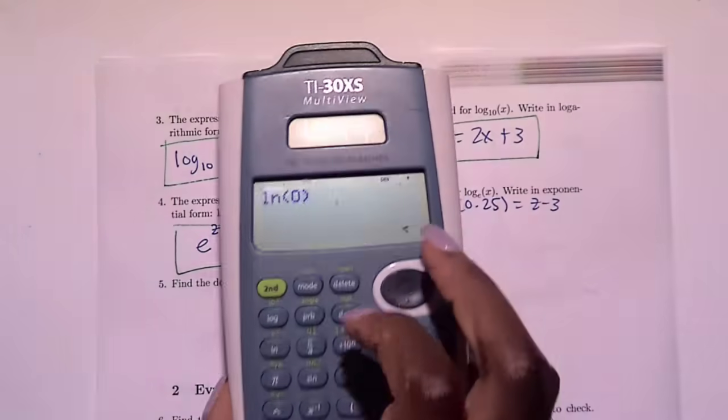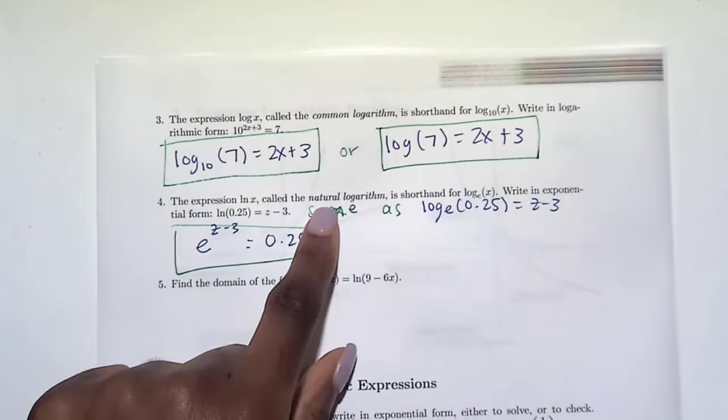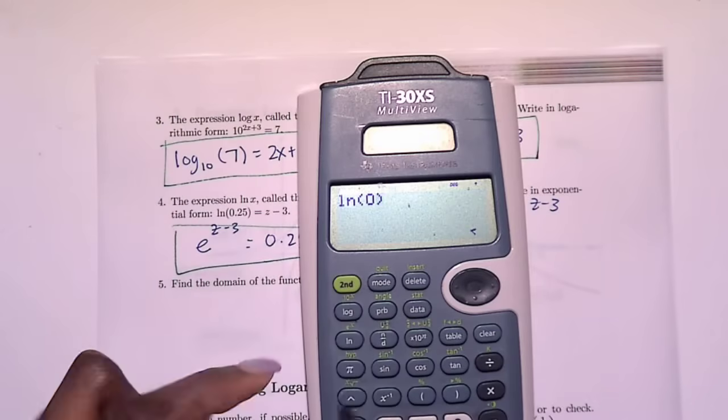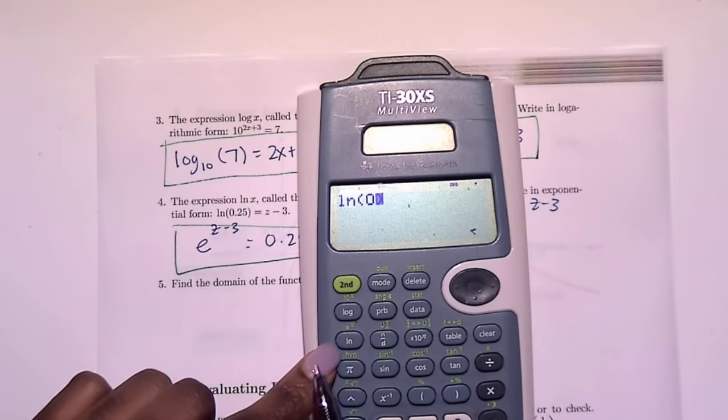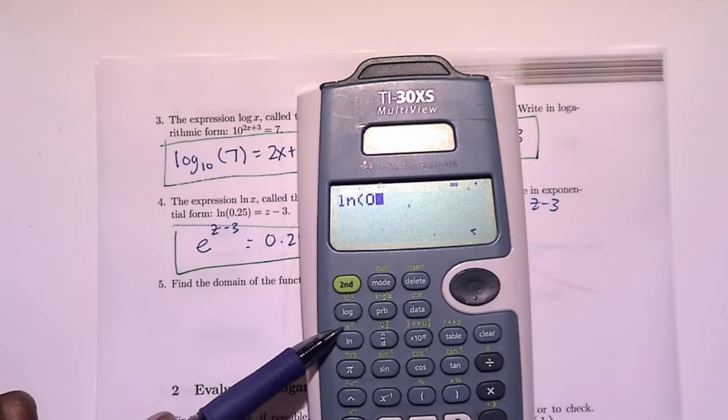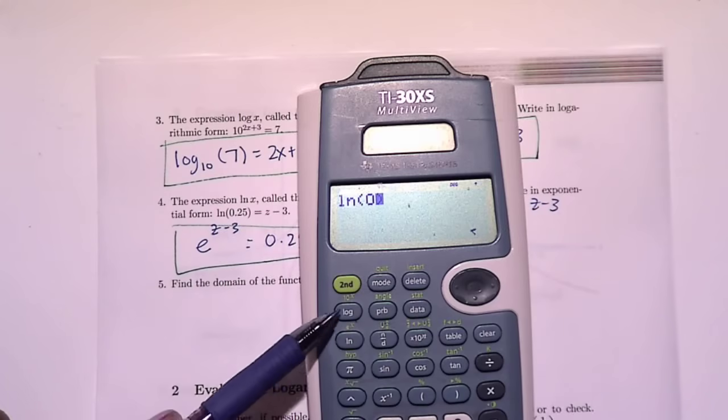All right, and one thing I forgot to mention before is the natural log is also on our calculator. It's this ln, and the calculator gives us a hint. The base is e, and there it is. E is right above it in green. So your calculator can tell you the base of these two logs.